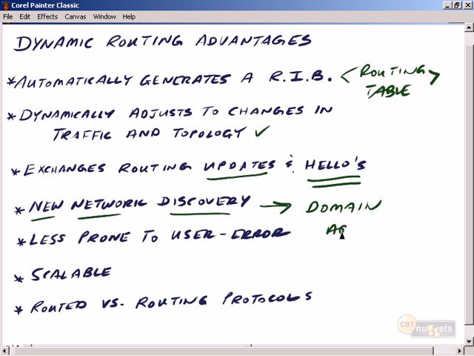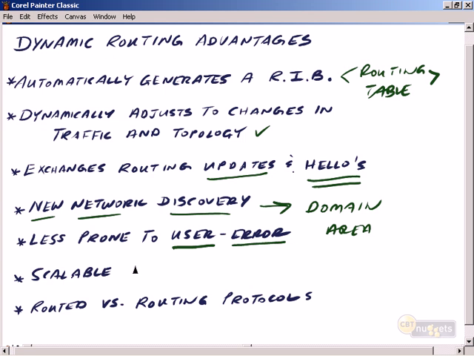Another factor that makes dynamic routing so excellent is the fact that it's less prone to user error. When you're configuring static routes, you can make configuration errors, and if you have a lot of routers and you're doing a lot of static routing, it's more prone to user errors. Also, manually or statically configuring routes is not scalable.